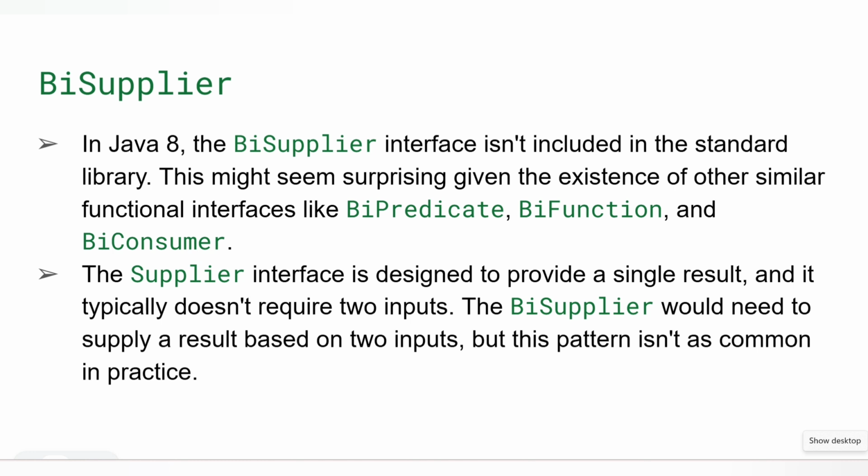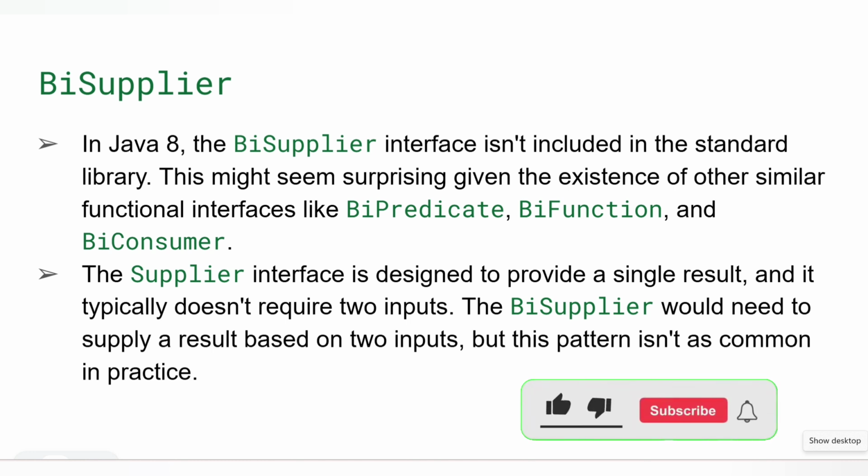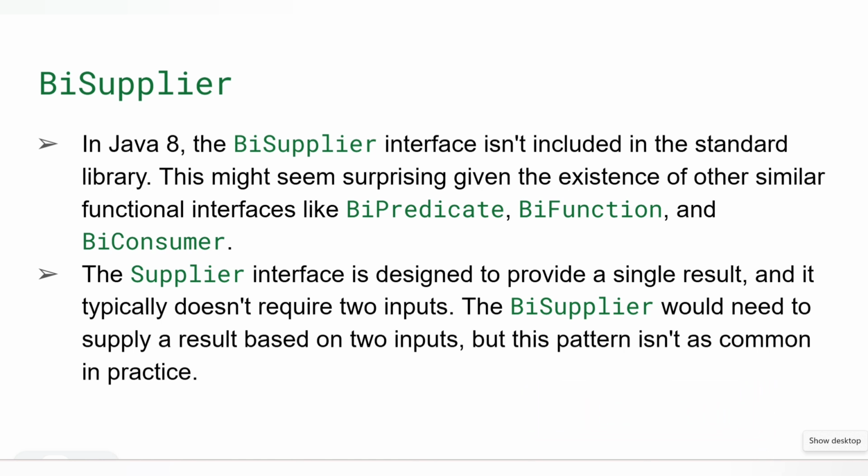And what will be the use of it? It will represent a function that will take two inputs and produce a result. As we have seen in the Supplier interface, it will not take any input, but it will provide you a result. So BiSupplier will take two inputs and then it will provide you a result. The BiSupplier would need to supply a result based on two inputs, right?